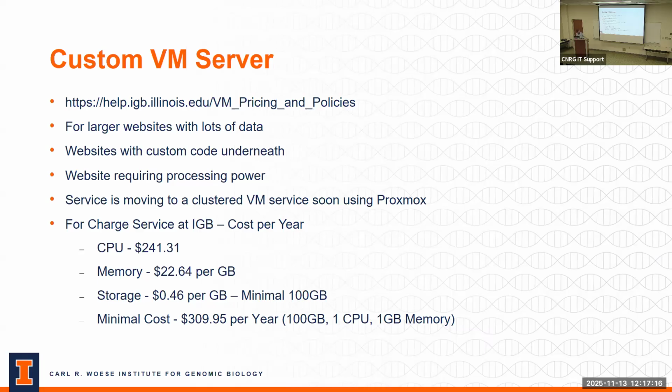And the minimum cost, if you get just the minimum amount of resources, would be $309 or $310 a year, which, when you compare it to Amazon or some other service where you might purchase a VM, is very reasonable, and you get excellent performance. We got some very fast processors in these.